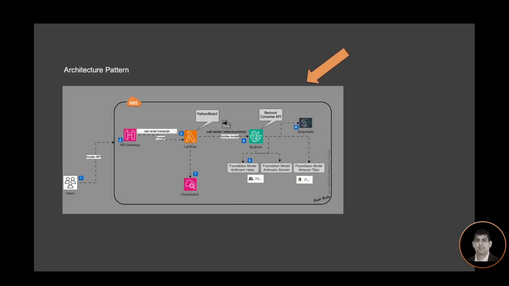Here is our architecture design. We have a user or a consumer app which is invoking the API. We have AWS API Gateway configured. We're going to pass the call center transcript file as the prompt to a Lambda function. And the Lambda function is actually invoking Bedrock, and Bedrock is invoking the underlying model and getting the response back. In this particular example, we have extended the function to use the newly released Converse API as well as Guardrail, which will be configured to protect the PII information.